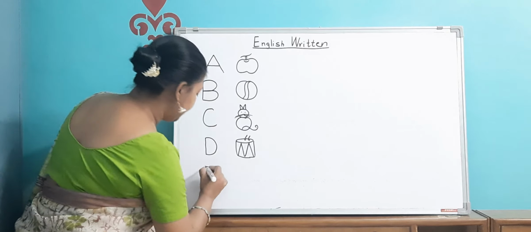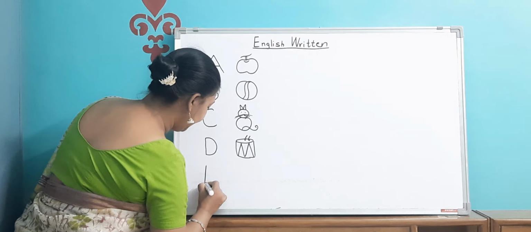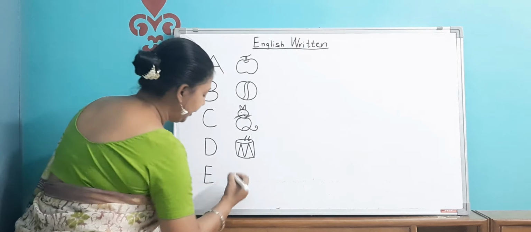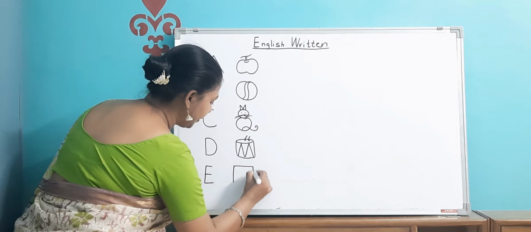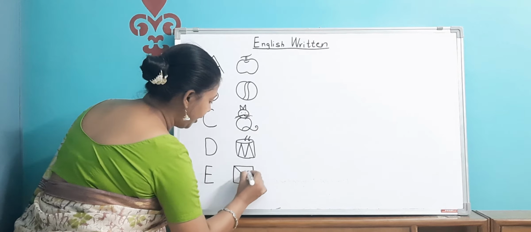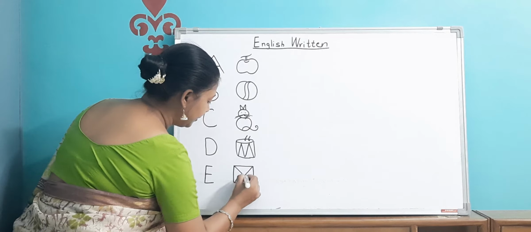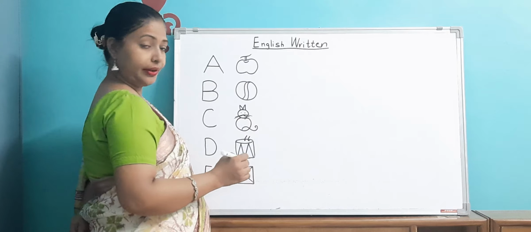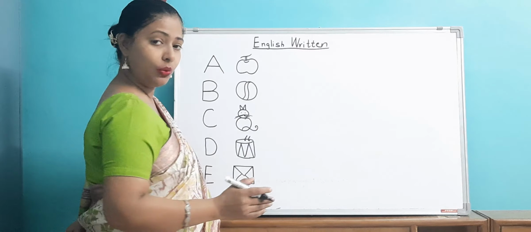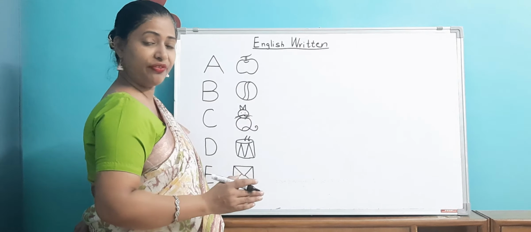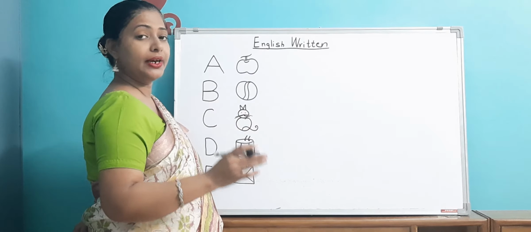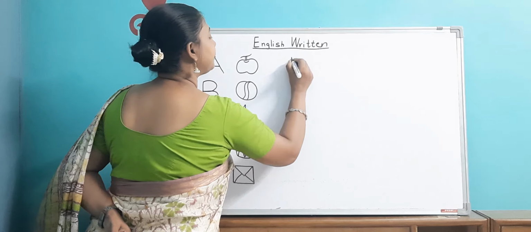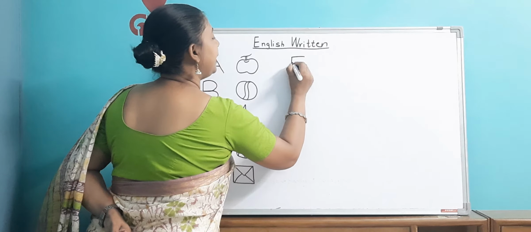Then after D comes E: standing line, sleeping line, sleeping line, sleeping line. So this is E. E for envelope. We have learned it. I hope you all are practicing writing in your copies. At least after one page of writing in your fair copy, you should also be writing in your rough copy.